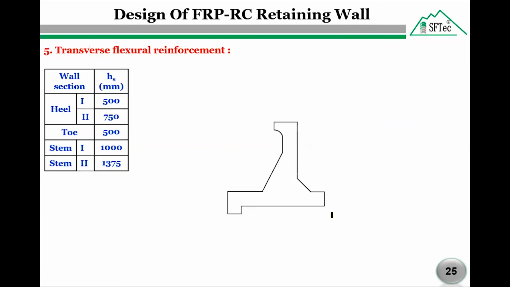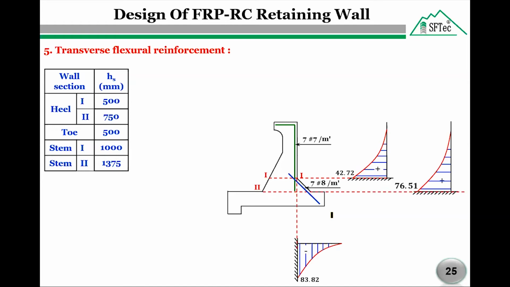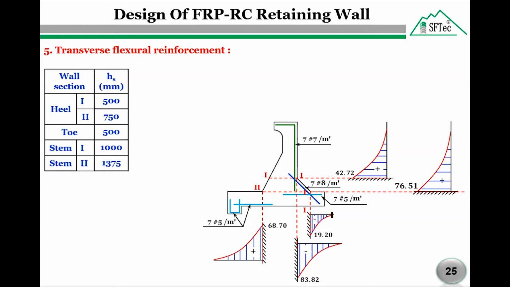In step number 5, we will calculate the transverse flexural reinforcement for the analyzed sections. For the maximum positive bending moment of section 1-1 of the stem, assume using 7 bars number 7 per meter run. For the maximum positive bending moment of stem section 2-2 and the heel section 2-2, assume using 7 bars number 8 per meter run. For the maximum negative moment of heel section 1-1, assume using 7 bars number 5. For the maximum positive bending moment of the toe section, assume using 7 bars number 5.